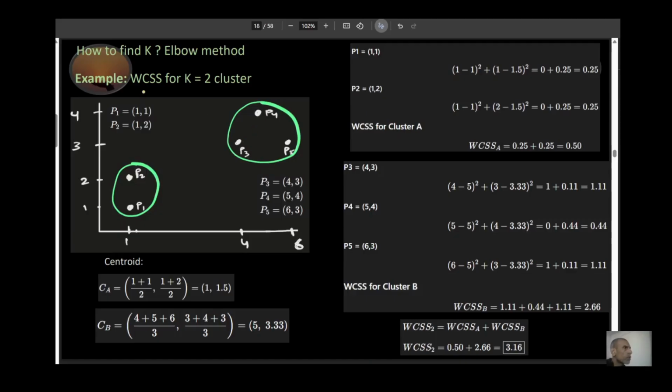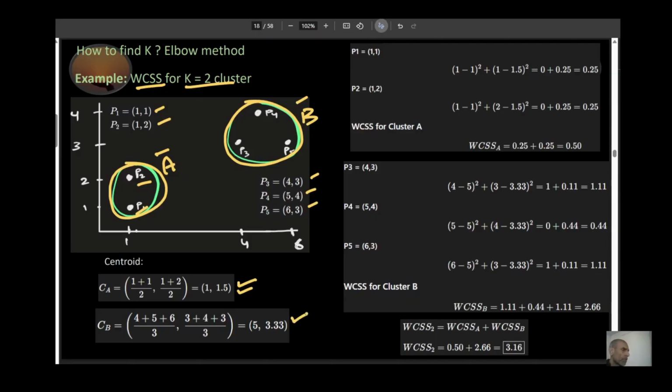And now let's calculate WCSS for k equal to 2 clusters. So let's say my two clusters are this one and this one. In this particular instance, my P1, P2 are basically the same points as before. So the centroid for cluster A, using the same expression, will be (1 plus 1) divided by 2 and (1 plus 2) divided by 2. So calculate the centroid for P1 and P2, and the answer is this right here. And same thing with your other centroid, this will be this. So let's say this is your centroid A, and let's call this centroid B.